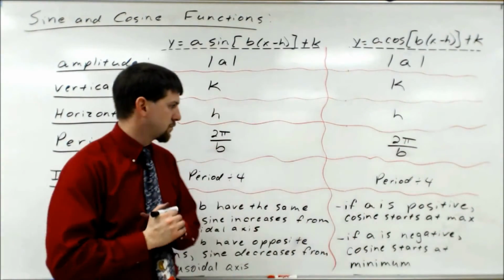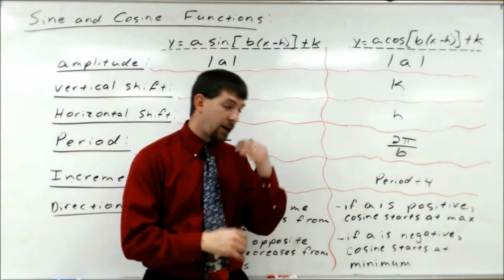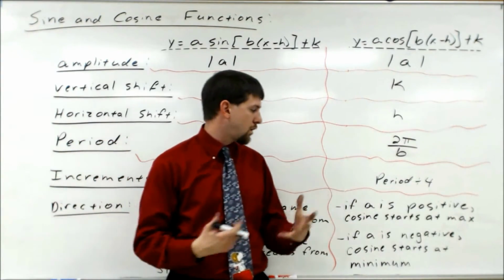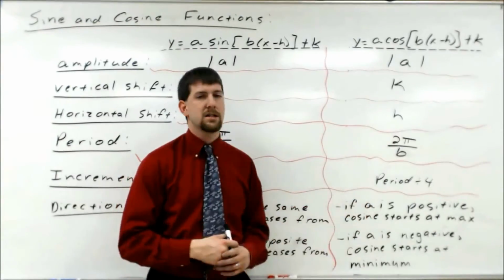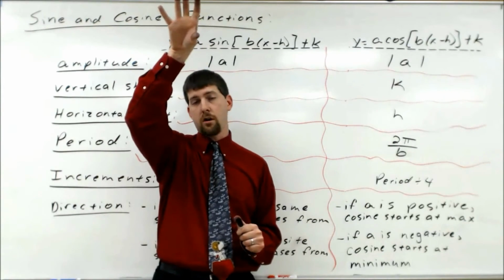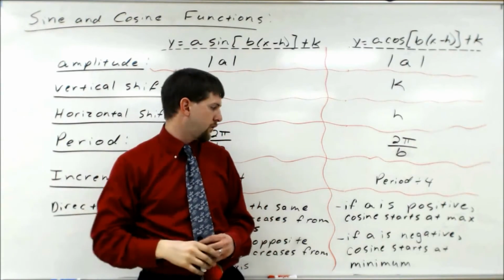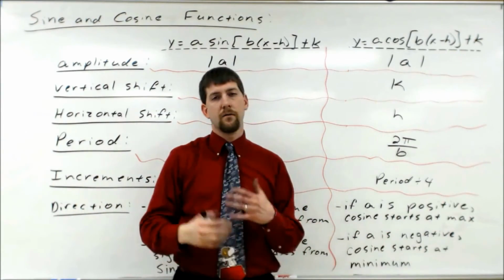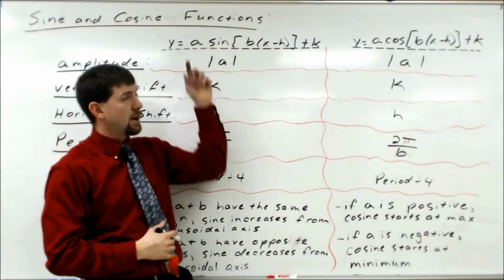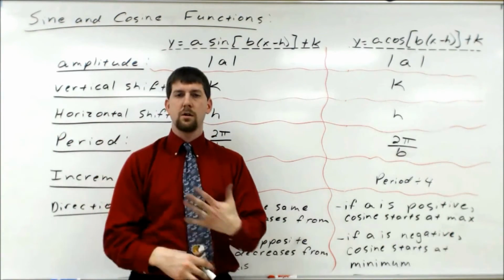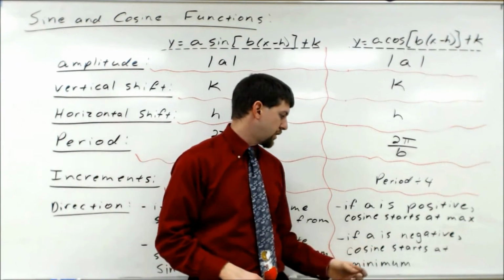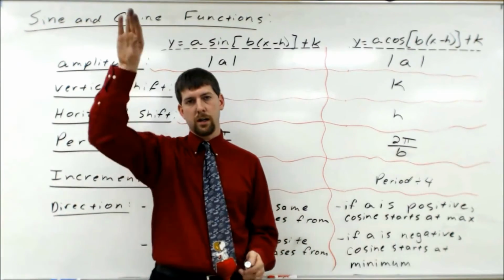Now cosine is going to be the opposite of that, or not the opposite of that. Cosine is actually going to look at if A is positive, then we're going to start at that maximum point. Cosine is going to start up top, and then it'll come on down from there. If A is negative, well, that negative on the outside is a vertical reflection, so we'd flip our graph over, so then cosine would start at that minimum point and come on up.